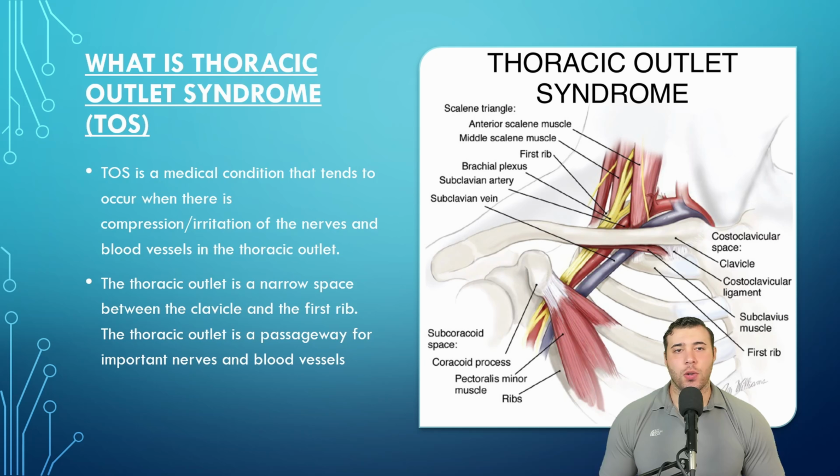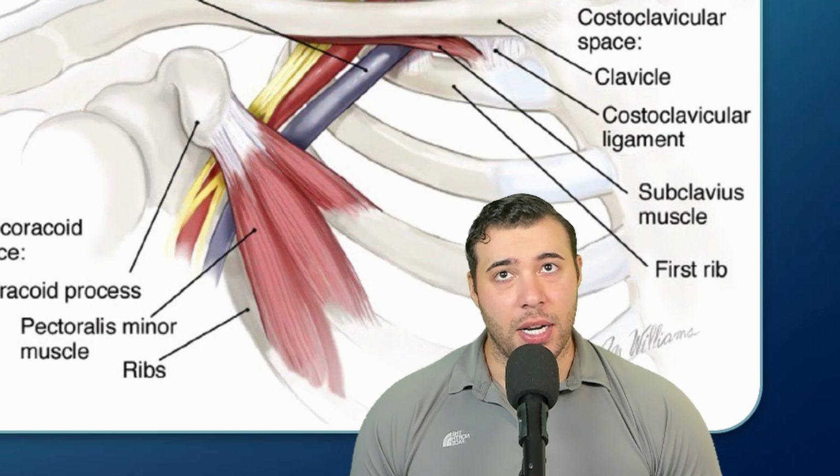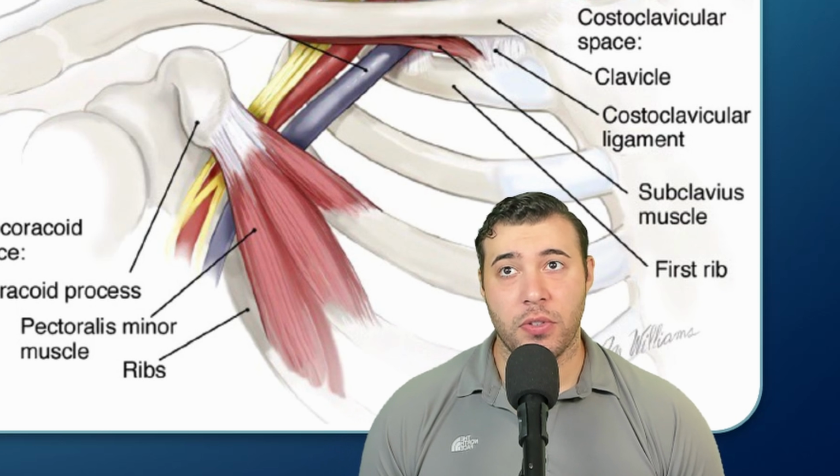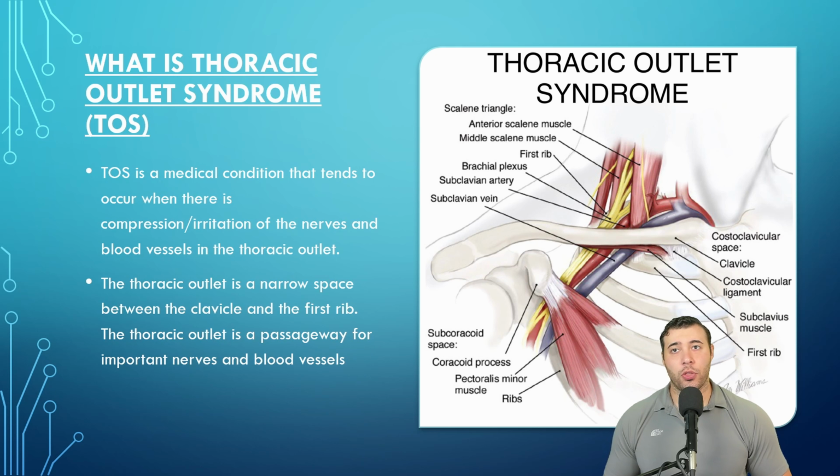So let's first define what thoracic outlet syndrome is. Here on the right, I have a diagram showing the complexity of not only the muscles, but the nerves and the venous and arterial systems in that thoracic outlet area. TOS is a medical condition that tends to occur when there is compression or irritation of the nerves and or blood vessels in the thoracic outlet. The thoracic outlet is a narrow space between the clavicle and the first rib. It is a passage for important nerves and blood vessels.